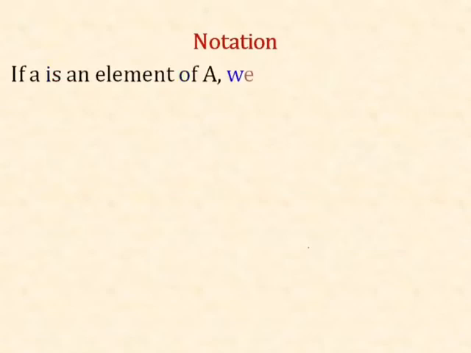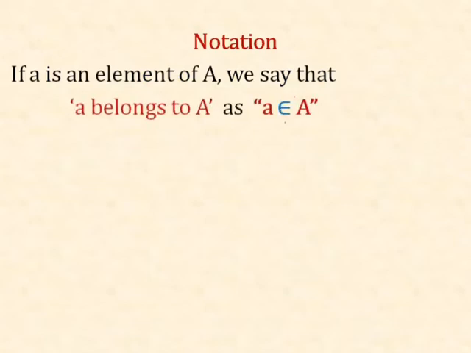Now we'll see some notations. If a is an element of set A, we say that a belongs to A. This is the notation for belongs to. We say this as epsilon. So epsilon is used to represent belongs to. We'll see an example for this.